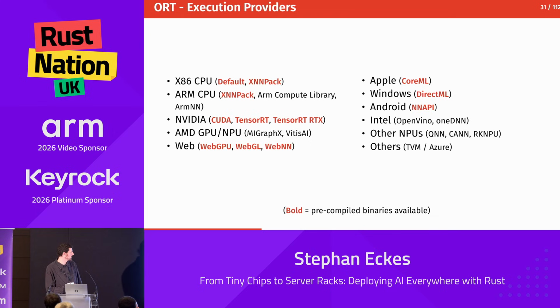So Apple CoreML is also there as a precompiled binary. Windows DirectML is specifically for Windows, but it runs on any hardware. And here are the ones for the different CPUs or GPUs. For NVIDIA, you have TensorRT and CUDA. For AMD GPUs, you have MIGraphX, not yet available as a precompiled library, so you have to compile it yourself. And WebGPU or WebNN is available.